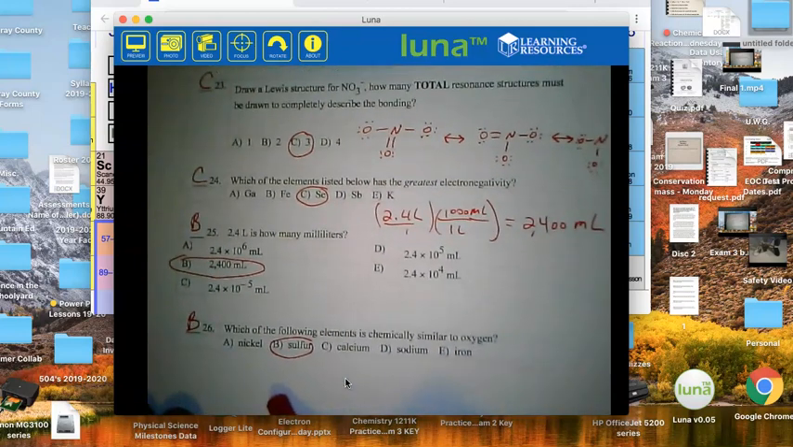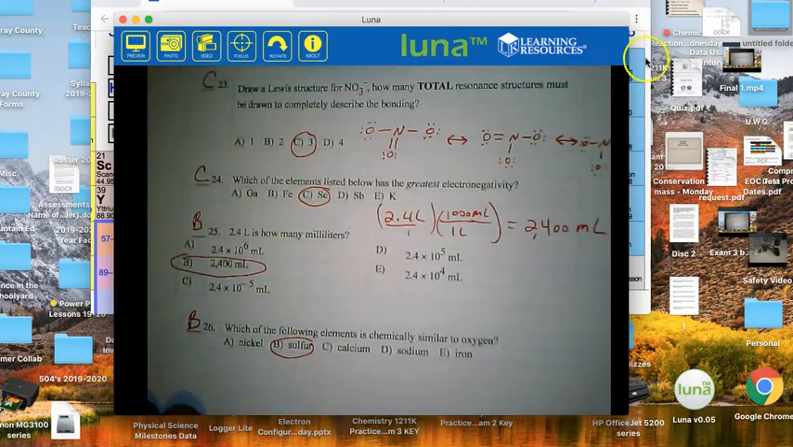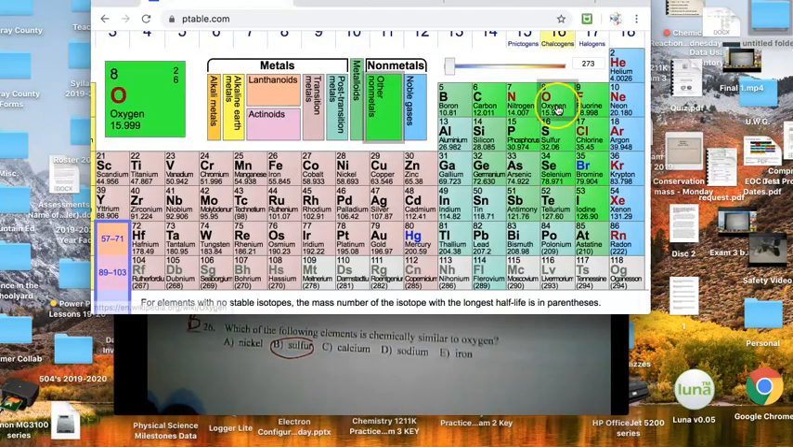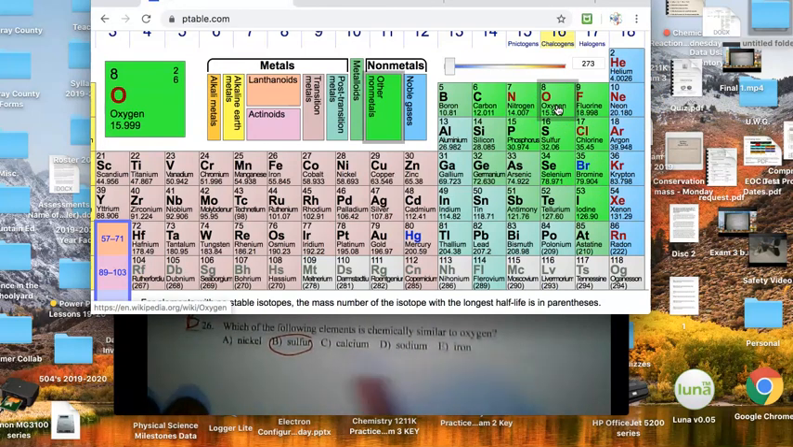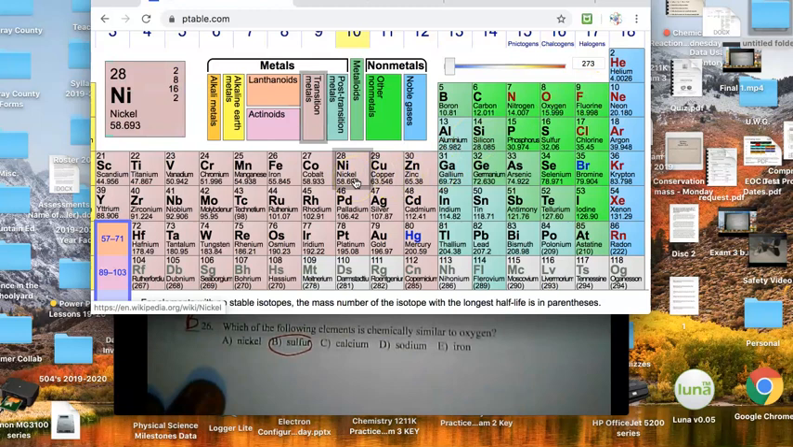Number 26, which of the following elements is chemically similar to oxygen? So if we look at our answer choices here in the periodic table, here we have oxygen, and then our first answer choice here, nickel, is over here. So obviously it's not in the same family.